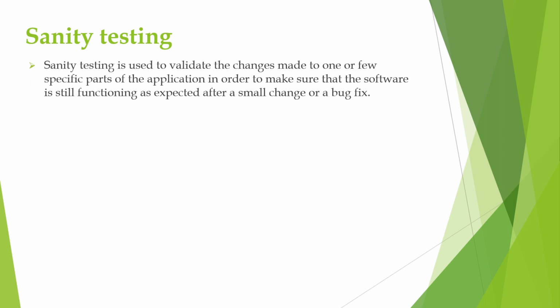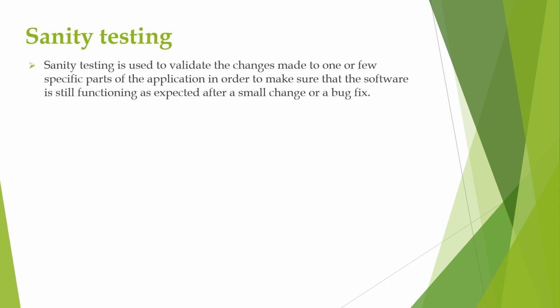Sanity testing is a type of software testing that happens after a minor change in the code or functionality. It is done to ensure that the functionality of a software application is working as expected even after a minor update or bug fixing. This is called sanity testing.